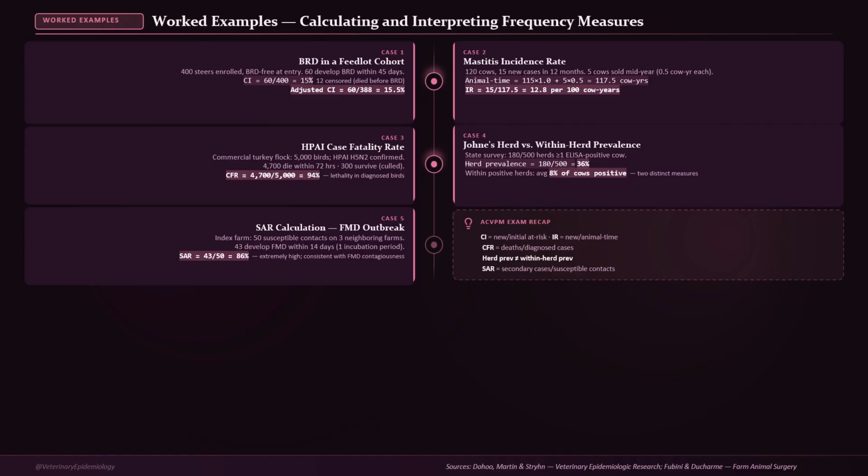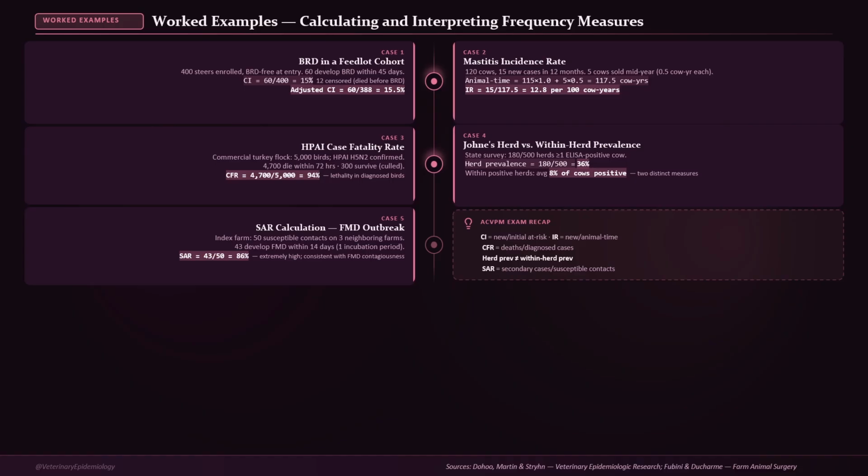Now notice the wrinkles. 12 animals were censored. They died before BRD. If you account for that, the adjusted CI is 60 over 388, about 15.5%. Closed cohort, fixed denominator, cumulative incidence is the right tool.